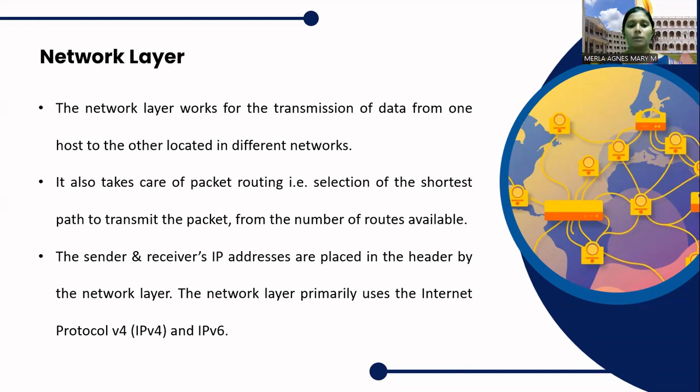The network layer primarily uses two internet protocols, that is IPv6 and IPv4. The network layer gets the IP address, which is unique and is used to uniquely identify the network address of the system.